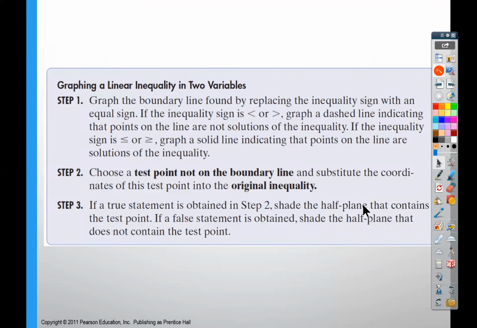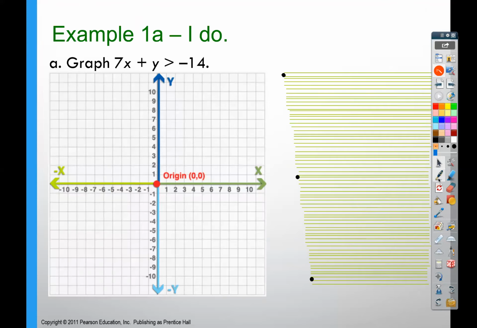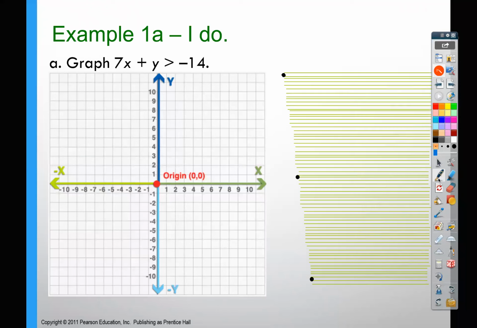Okay, go ahead and read this, pause it. All right, so let's do number one together. Well, I'll do this one for you and then we'll do the next one together.